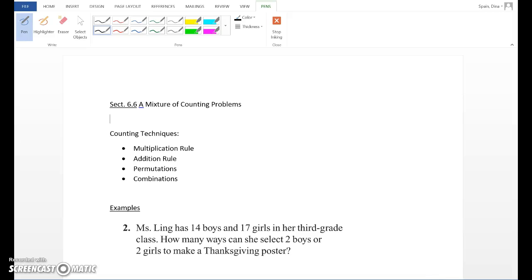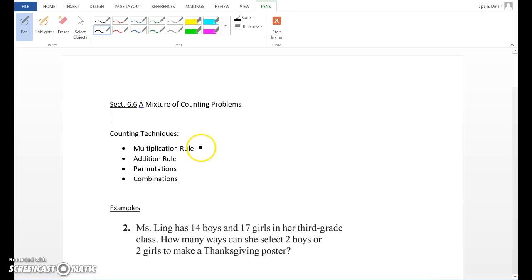Okay, here's a recording for section 6.6 about a mixture of counting problems. In chapter 6 we learned different techniques for counting these different situations that can happen. And we went over the multiplication rule.